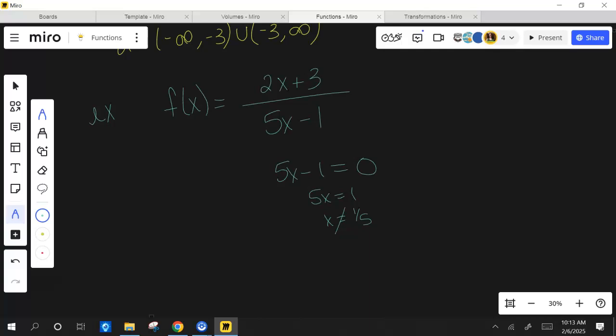So I don't have to worry about the top. The top can be 0, right? The top can be positive, negative, 0, doesn't matter. The bottom's the only thing that's going to lead me to some problems. So if x can't be 1/5, how do I write that in interval notation?